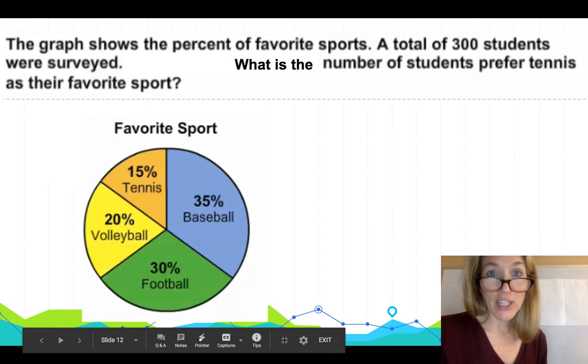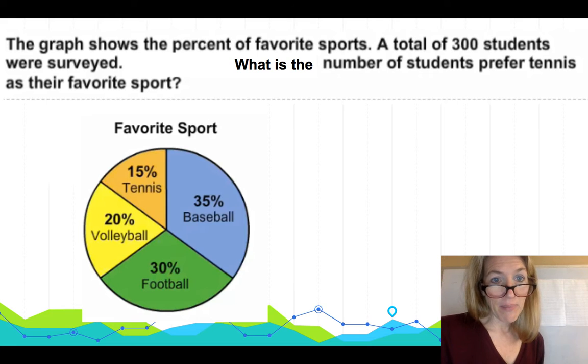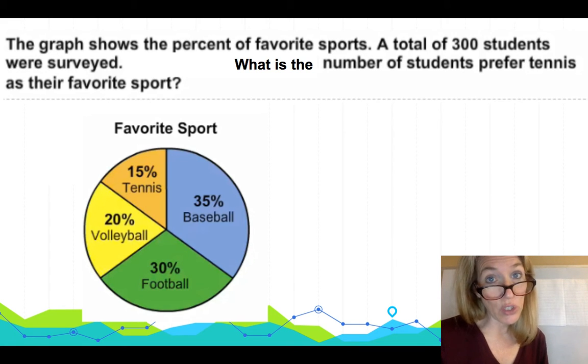Let's start with interpreting another circle graph. So in our first example, I'm looking at this pie chart or this circle graph about favorite sports. This particular problem says that a total of 300 students were surveyed, and so the data was collected, and this is the way we chose to display our data. So when I read this, I'm looking at baseball as being the most favorite sport of these 300 people by 35%. The second favorite is football, and then 20% is volleyball, and 15%, the smallest percent, is tennis.